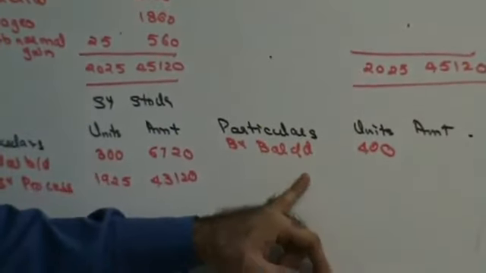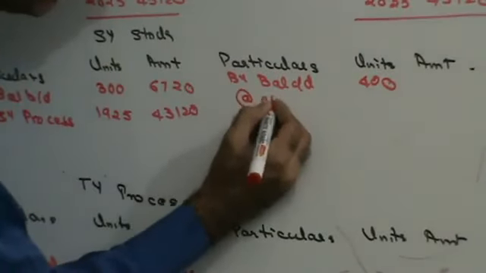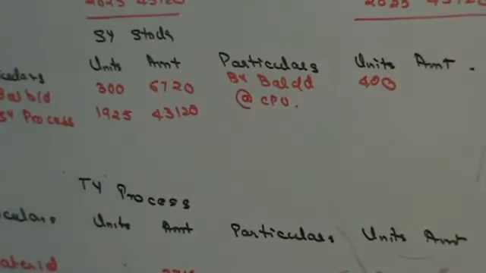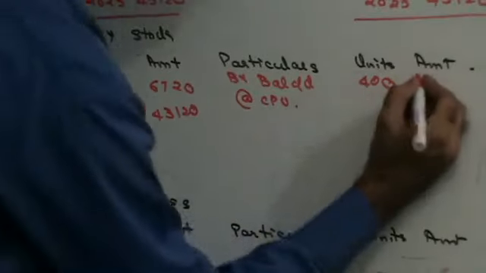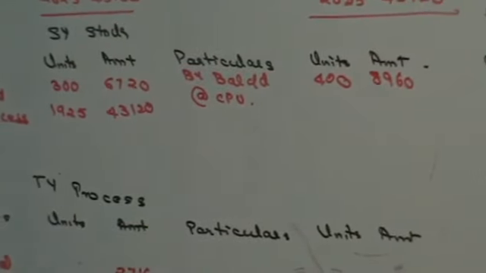I already explained this to you that the closing balance is always to be calculated at the rate of CPU. The CPU for SY process is 22.4. So if you multiply 400 into 22.4, that will give you 8960. Right? Now tally this account.